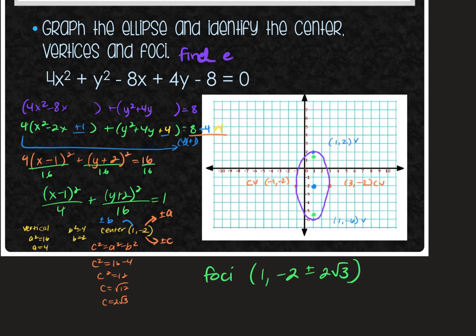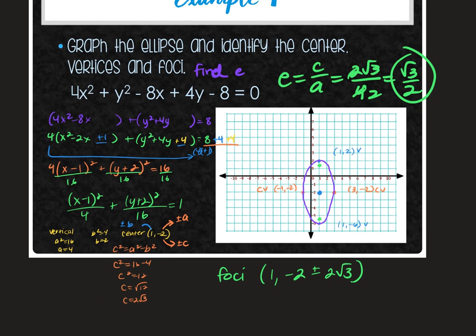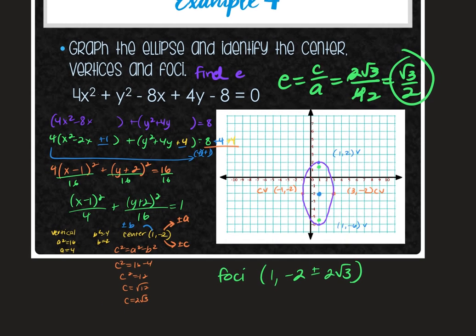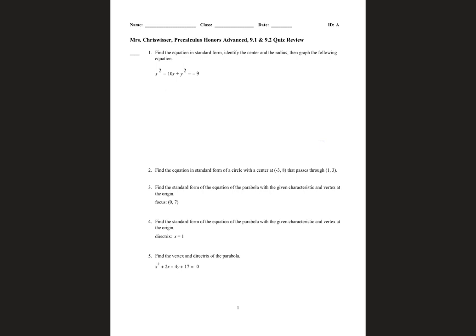How'd we do? Raise your hand if you got it right all the way. Raise your hand if you got most of it right. Okay. What is E or eccentricity? C over A. So in this case, it would be 2 root 3 over 4, which becomes root 3 over 2. That's on homework, but again, not on quiz. Okay, on your quiz review.